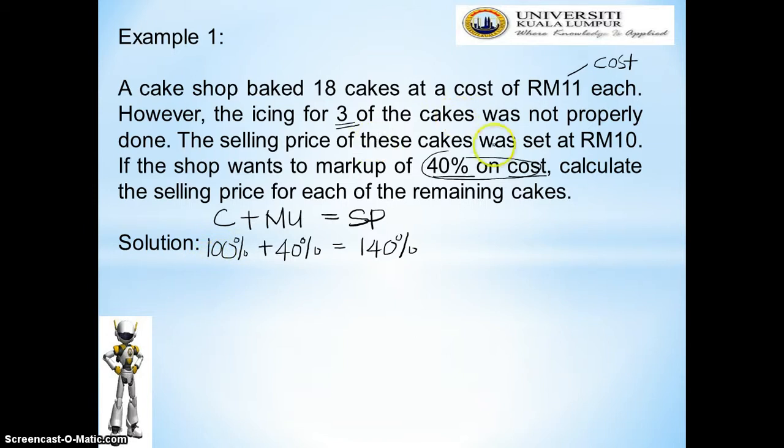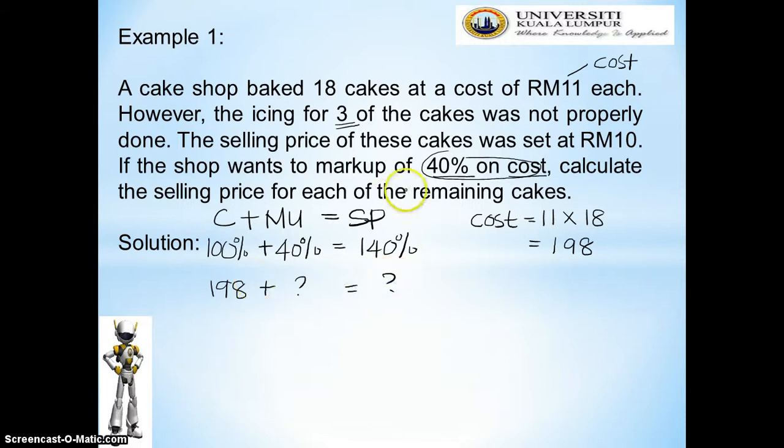Okay, what is the cost? The total cost we have to calculate: 11 ringgit times 18, so that we get 198 ringgit. 198 ringgit. Okay, so you put that under cost. The third line is 198 ringgit, and then we can find the markup or selling price.